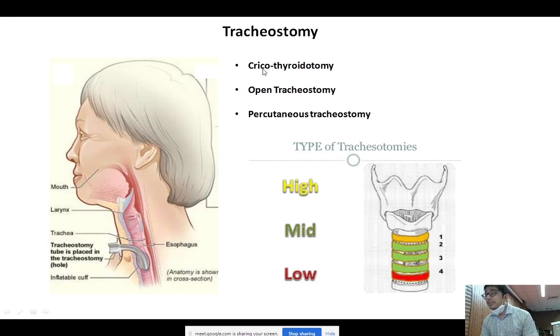So it may be cricothyroidotomy, it may be open tracheostomy, or it may be done through the skin, which is known as percutaneous tracheostomy. It may be high if it involves the first tracheal cartilage; if middle, the second, third, fourth. If you do something here, this is middle. If you do something here, this is low.